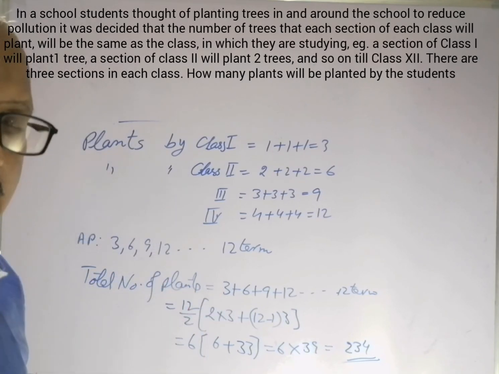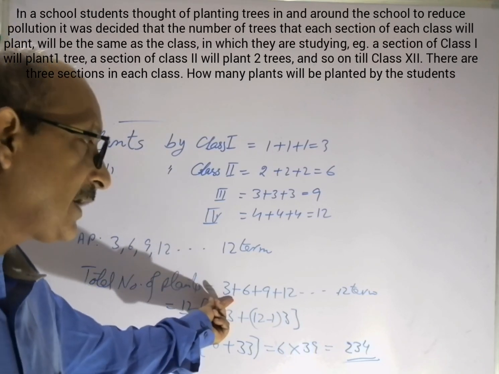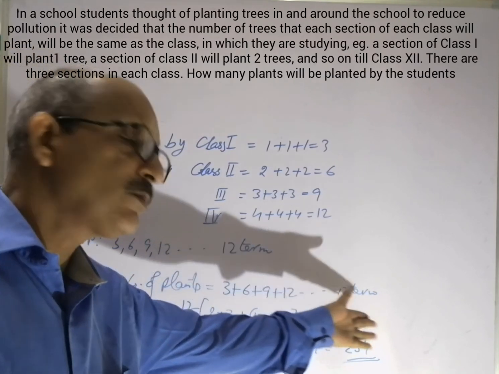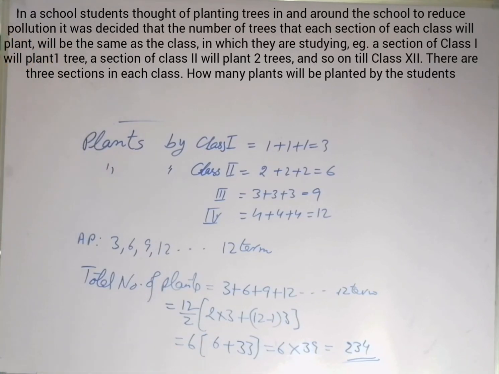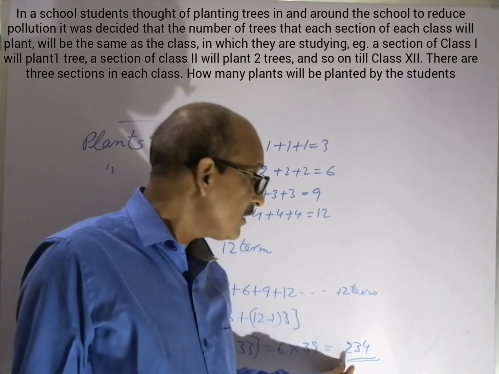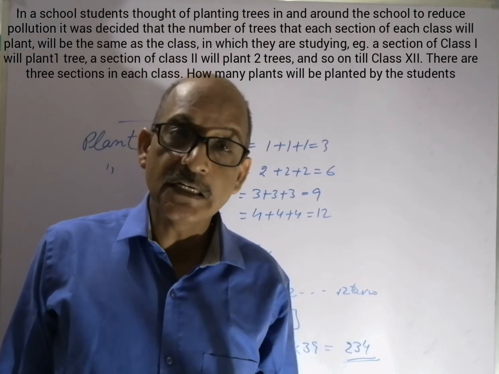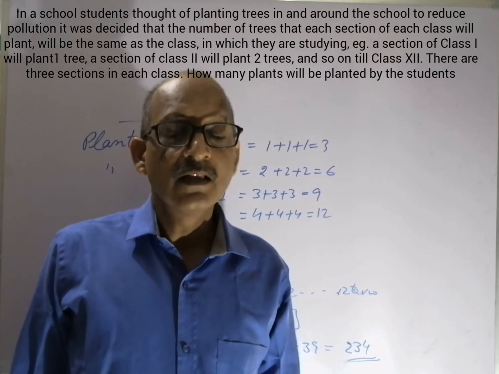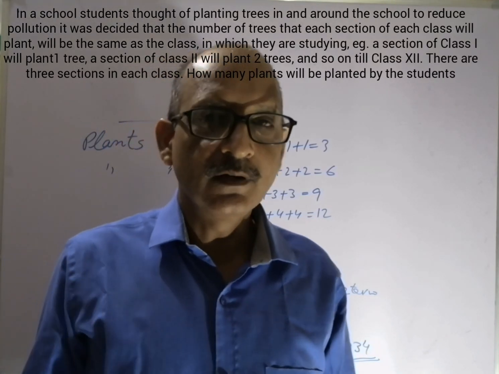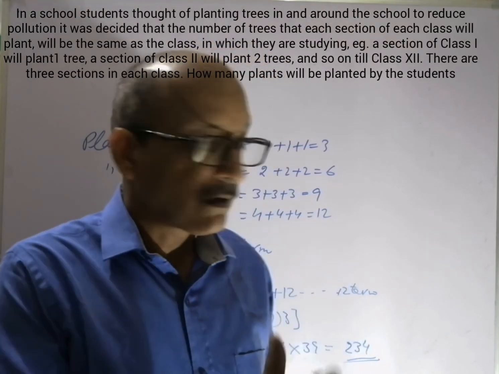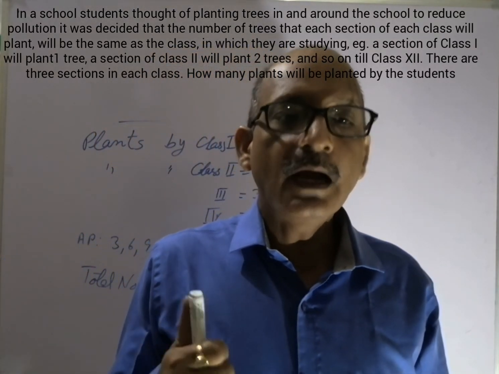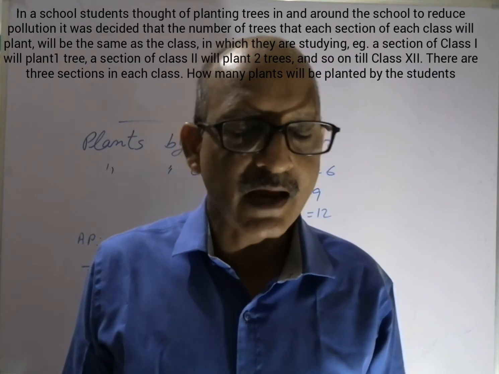Now the total plantation required by first class, second class, third class, fourth class, and so on up to 12 classes, in this way we are able to find the total plantation in and around the campus of the school. That's all for this video. Thank you, thanks for watching. I think you should watch it again, so that you make yourself confident and perfect in arithmetic progression. Thank you, thanks a lot.